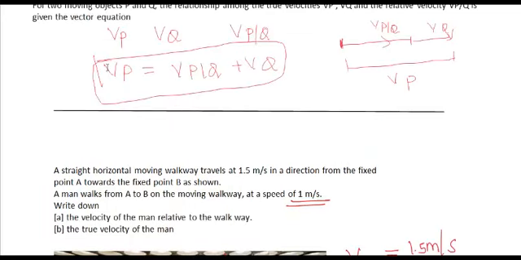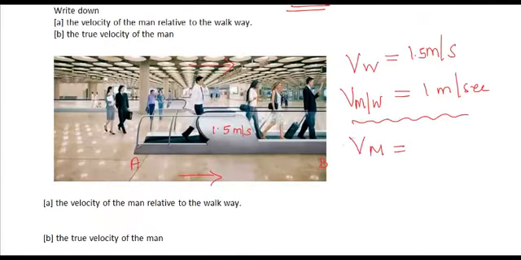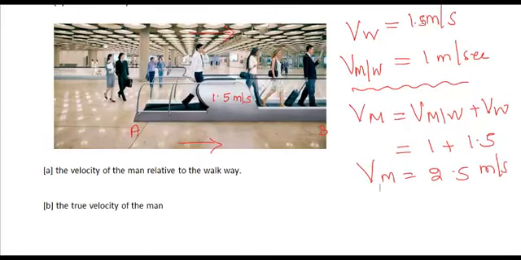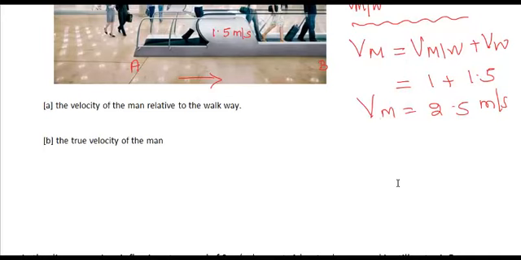Let's use this formula. If you have to find Vp, it is nothing but Vp given Q plus Vq. Same thing we are going to do. Vm is nothing but the velocity of the man with respect to the walkway plus the velocity of the walkway. The velocity of the man with respect to the walkway is 1, and this is 1.5, which is 2.5. 2.5 meter per second is the true velocity of the man. That is the velocity of the man with respect to the ground. Let's consider if the velocity of the walkway changes to 2 meter per second. Then again it is 1 plus 2, which is 3 meter per second, the true velocity of the man with respect to the ground.